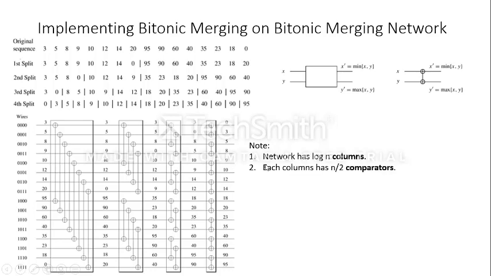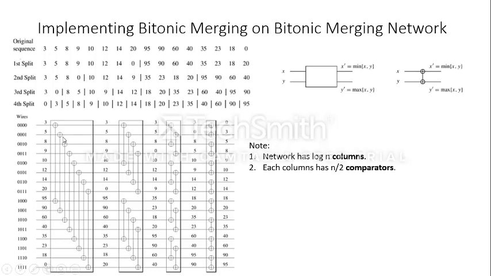Now, please observe that each column has n by 2 comparators, that the value 3 is being compared with the 95. Similarly, 5 is being compared with the 90. So when 3 is being compared with the 95, it is basically one comparator, because you can see here in this figure, in a single comparator there are two circle positive signs. So here again 3 is being compared to the 95, so it is comparator 1.